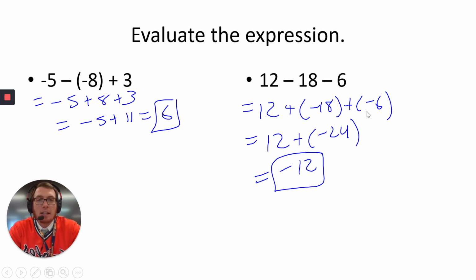You'll notice here I add the two negatives first and then add the positive and the negative together to get this negative 12. I think that's the route you probably want to take to be most successful in this situation.